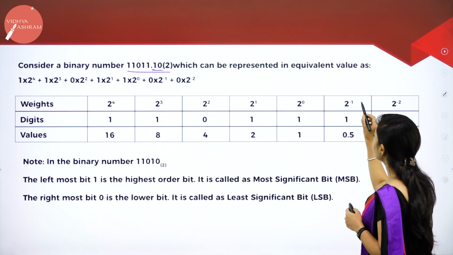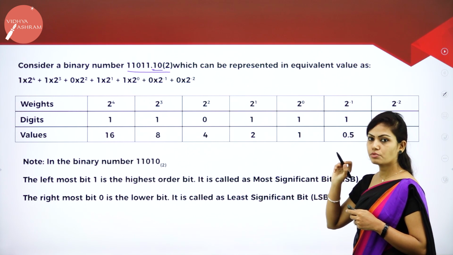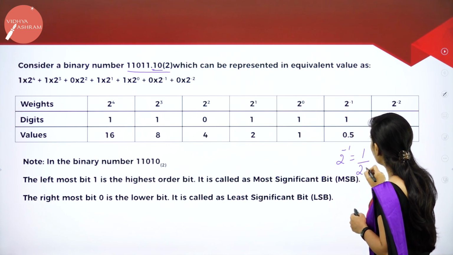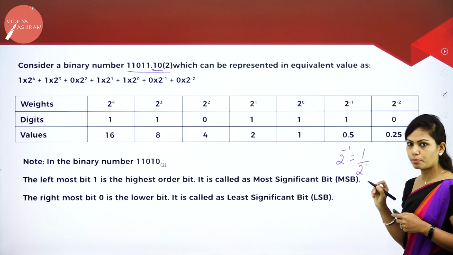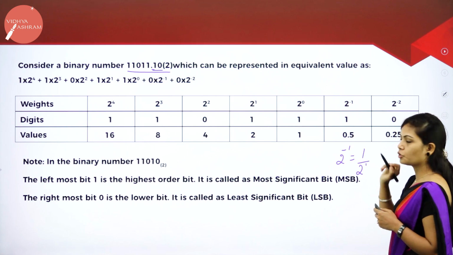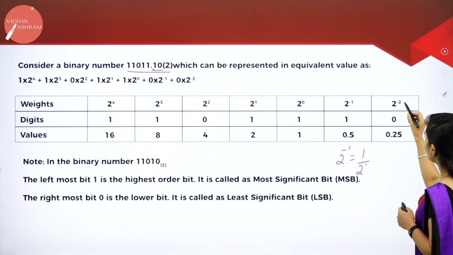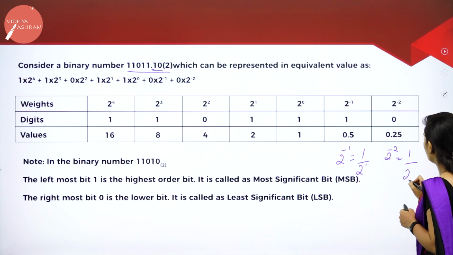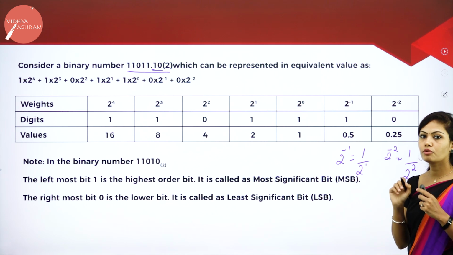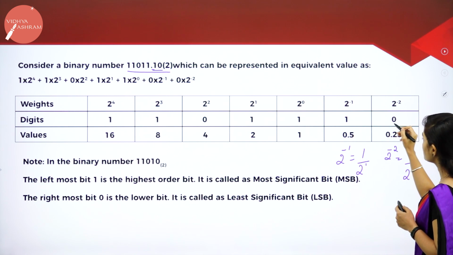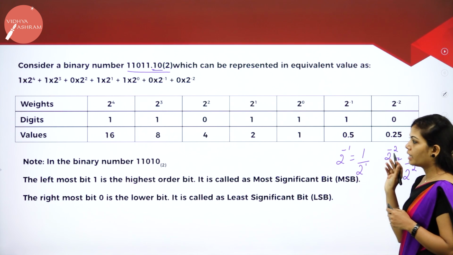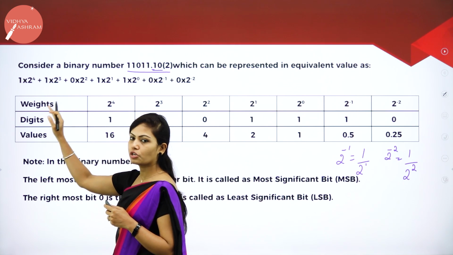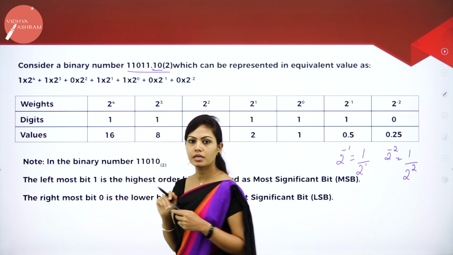And 2 power -1. 2 power -1 means we can write it as 1 by 2 power 1. 1 by 2 means it is 0.5. 0.5 into 1 is 0.5 only. And 2 power -2 means 1 by 2 power 2. 1 by 2 power 2 is 1 by 4. 1 by 4 means 0.25. Like this you can write the values, digits and weights of the given binary numbers.